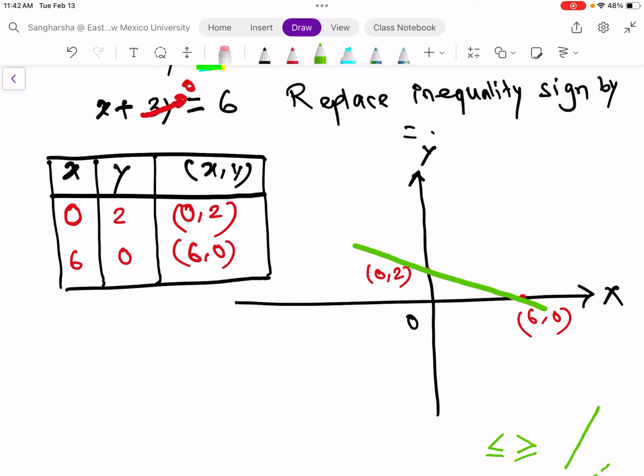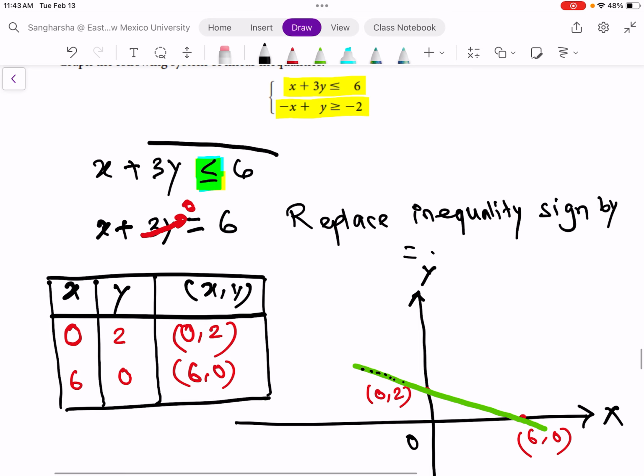That's right. So when you are using a solid line, every point on the solid line is also a solution for this inequality. So we use a solid line here. It means every point on this line is a solution for this inequality. If you use a broken line, it means the points on the line are not solutions.